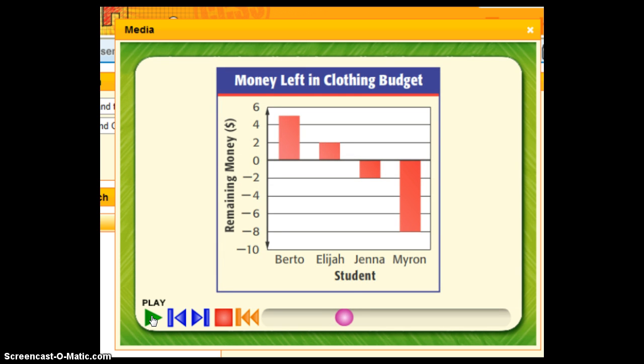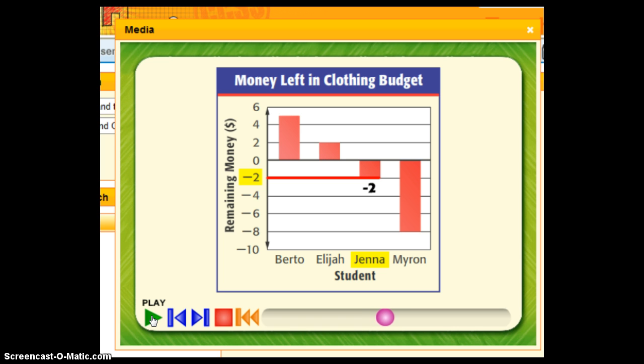There are many real-world situations that are described with an integer. One involves money. This bar graph shows the amount of money remaining in the clothing budgets for 4 students at the end of 1 month. A value of -2 means that Jenna overspent the budget and owes her parents $2.